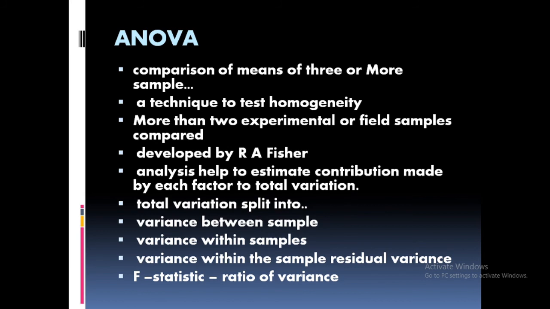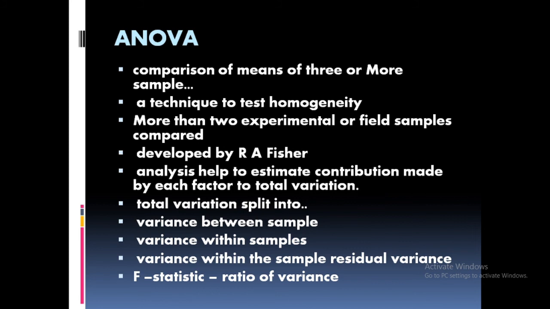The analysis of variance is a method to estimate the contribution made by each factor to the total variation. So, by using ANOVA, you can find out the contribution of each factor like fertilizer, like variety, etc. to the total variation. That is the technique of ANOVA. You can find out the individual role, okay, for the difference.